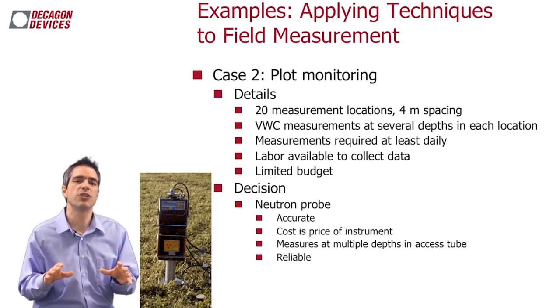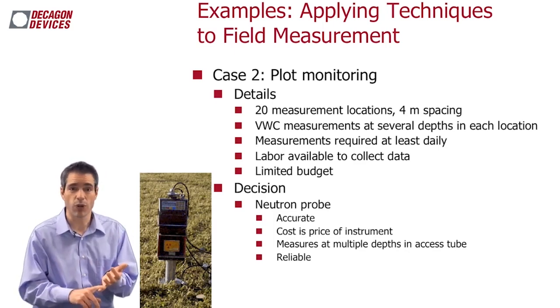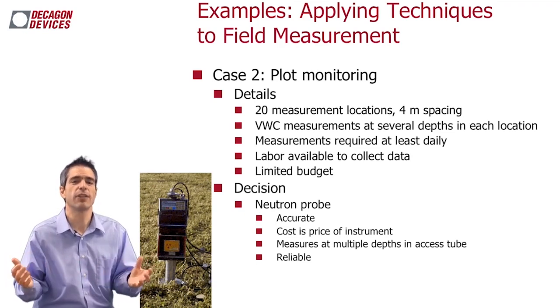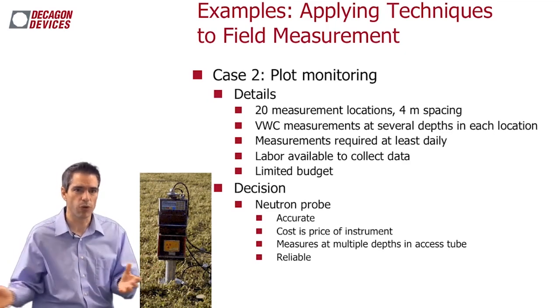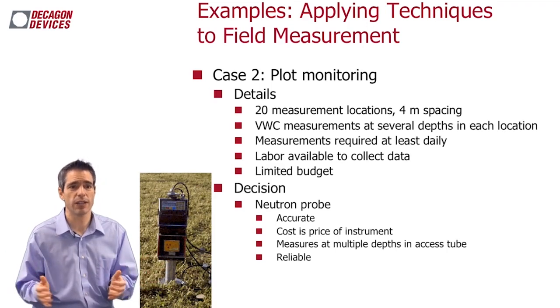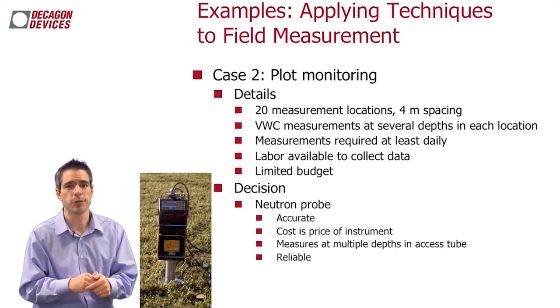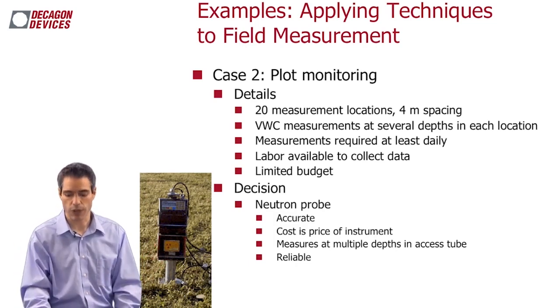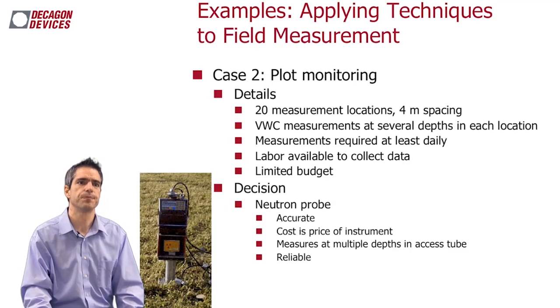Now, their best decision, I thought, was a neutron probe because, of course, they're accurate. We showed some of those data in that section that we talked about. The price is only the price of the instrument. So if you pay that price, you can quickly get back and not have anything else to buy. You can use that across the whole field. This measures at multiple depths and at multiple locations, which is fine, and these instruments are very reliable. So they had somebody available to do the work, and the neutron probe was the best choice there.